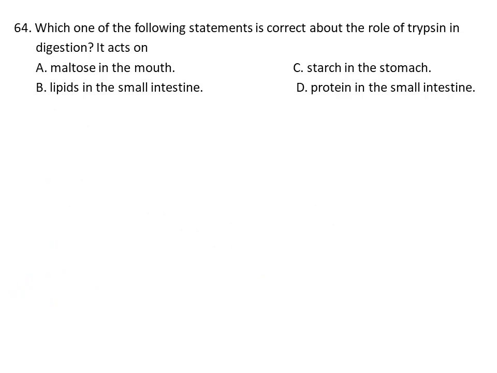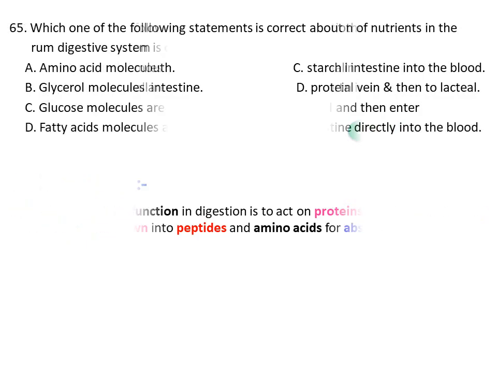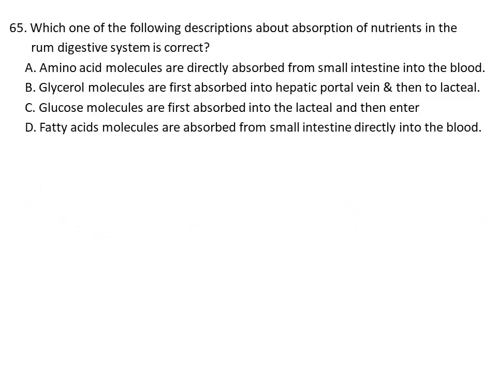Question number 64. Which of the following statements is correct about the role of trypsin in digestion? The answer should be D. It acts on protein in the small intestine. Trypsin primarily functions in digestion of proteins in the small intestine, breaking them down into peptides and amino acids for absorption.